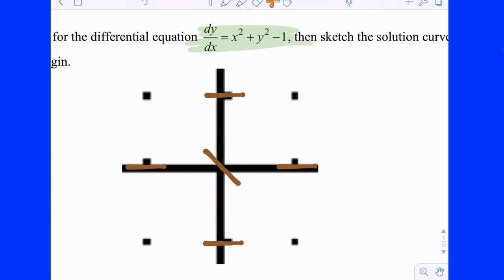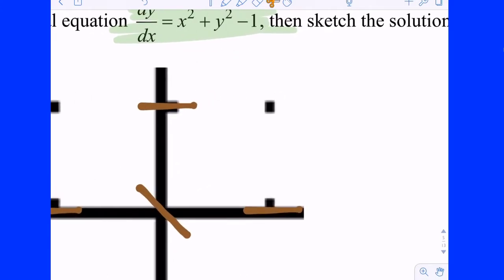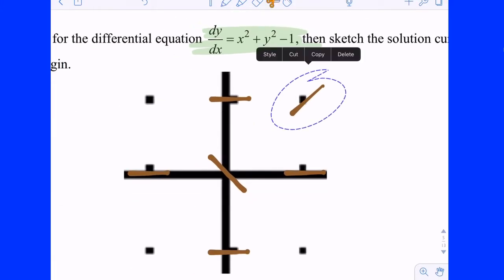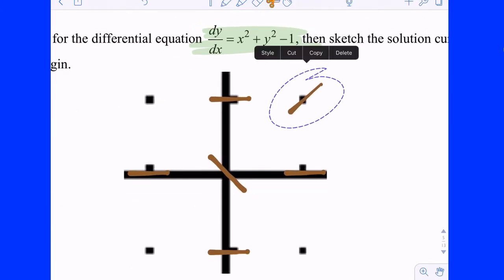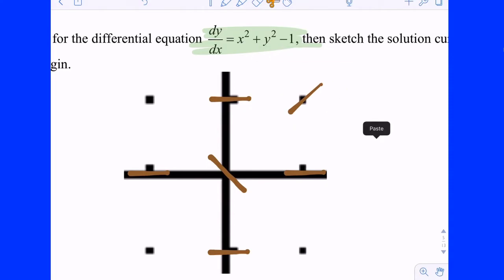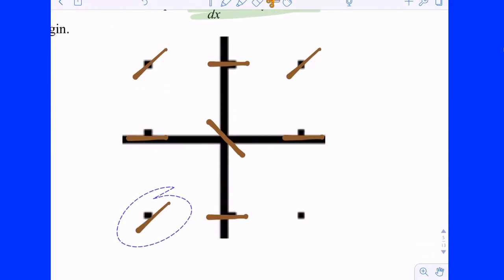When you plug in a 1, 1, what do you get? 1 plus 1 is 2. 2 minus 1 is positive 1. Okay, that's interesting. That's this 45. And you might want to copy and paste that because what's going to be the slope over here at negative 1, 1? 1, because it's squared. You're going to have the exact same slope. And then over here at negative 1, 1. And positive 1, negative 1, 1.